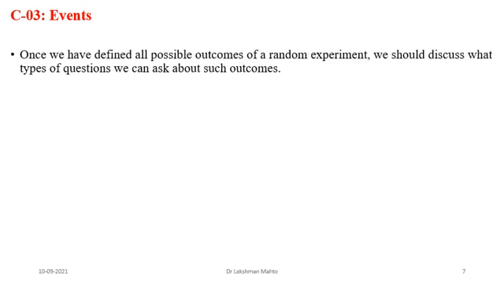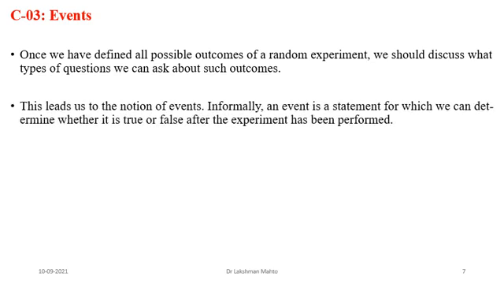So here, once we have defined all possible outcomes of a random experiment, we should discuss what types of questions we can ask about such outcomes. So that means we are being more specific. Once we have already seen a random experiment, we are trying to be more specific in that process. That means we are going towards a specific or particular event kind of approach. Such outcomes lead us to the notion of event.